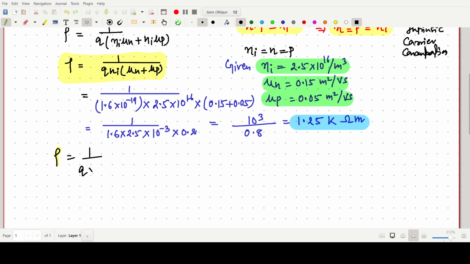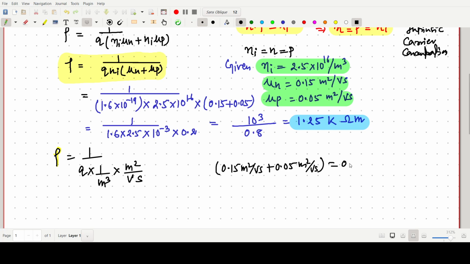So make it cube, and ni having unit what, 1 meter cube per meter cube. Okay, clear. Then mu n plus mu p, unit will be simply meter square per volt second. Because this value will be 0.15 meter square per volt second plus 0.05 meter square per volt second.